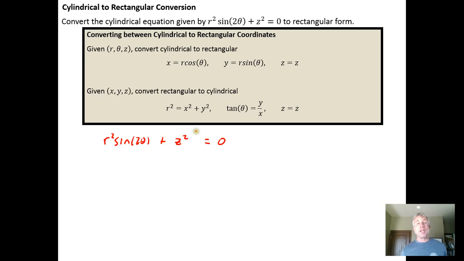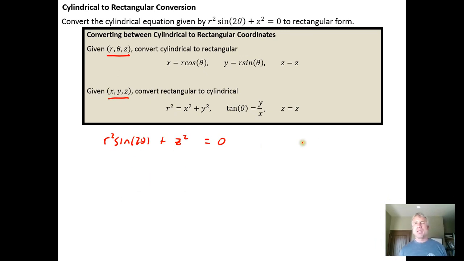I know it's an equation in cylindrical form because the only variables showing are r, theta, and z, corresponding to our cylindrical coordinate system. And to get it into the rectangular coordinate system, I need to rewrite it so that it only contains x, y, and z. So I need to eliminate the r and the theta from the equation.